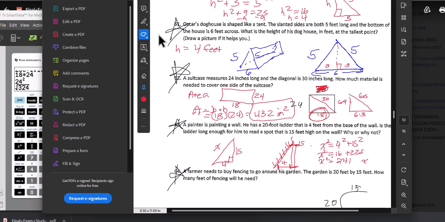And I get that x equals 15.5. So, my ladder is 20 feet long. I only need a 15.5 foot ladder. And so, yes, I can reach it.